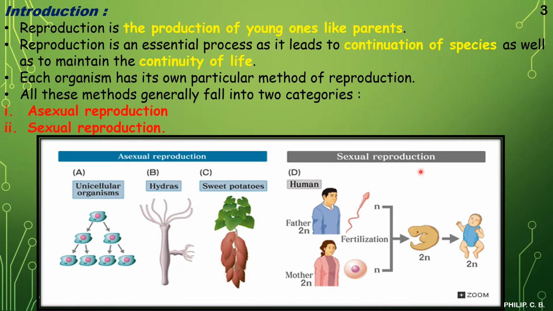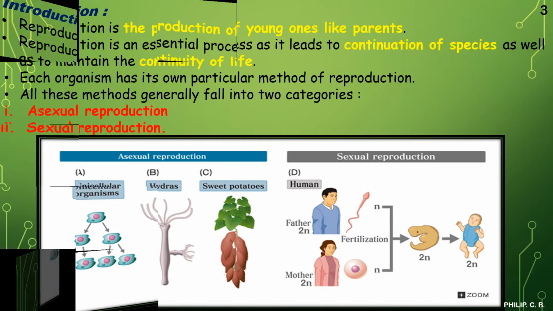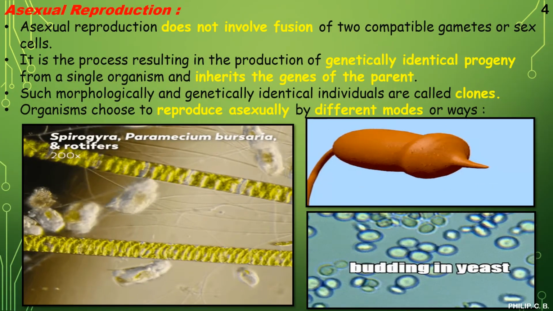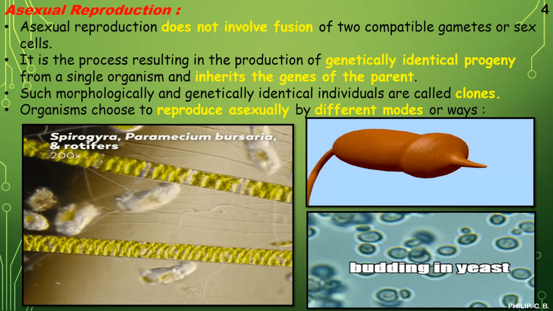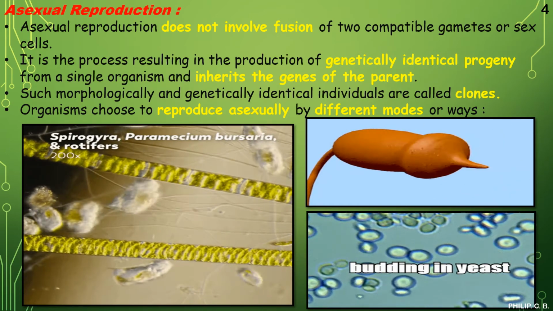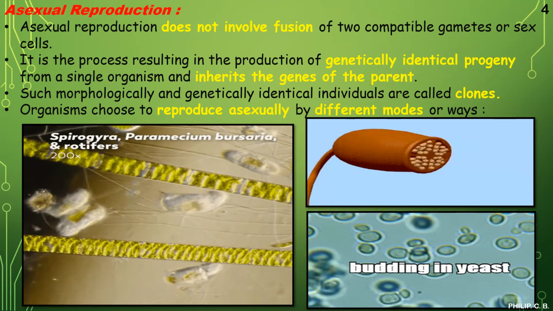Then sexual reproduction, that is mainly by gametes. So the male gamete and the female gamete, that is from the father and mother, which are haploid, by fertilization form the zygote. The zygote grows into the embryo, which is diploid. Moving further into asexual reproduction. As I mentioned, in this particular part of the chapter video, we are going to learn about asexual reproduction in detail.